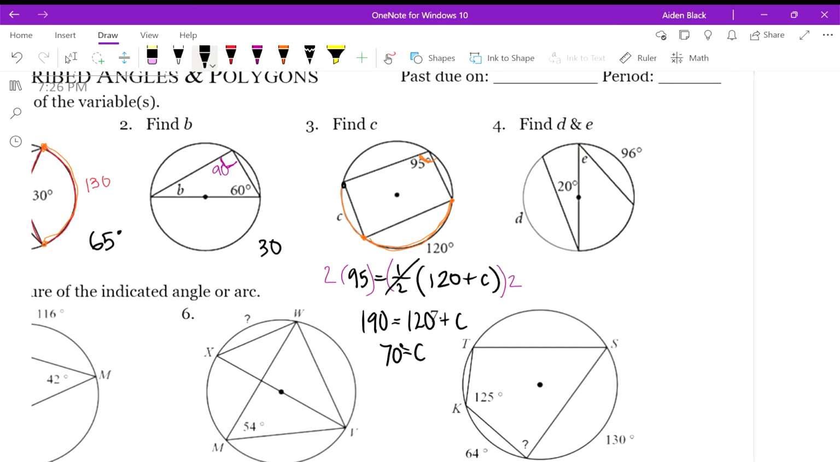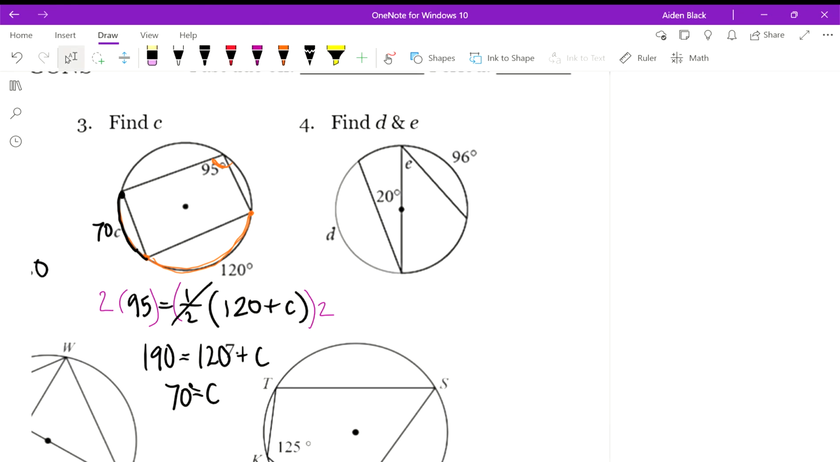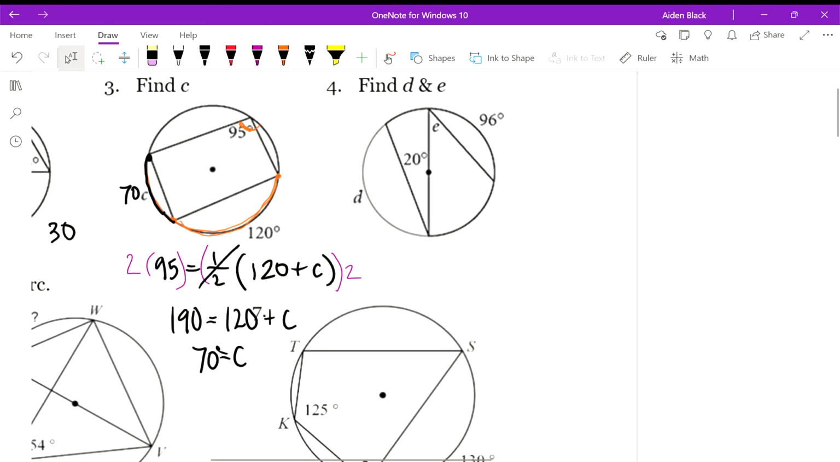So this right here is 70. Find D and E. I'll leave that one for you guys.